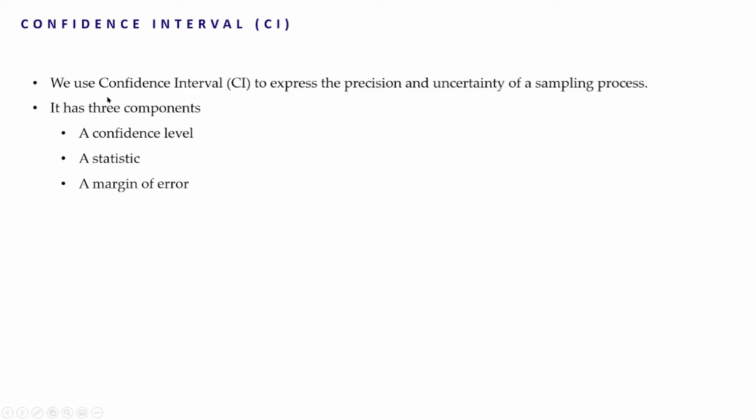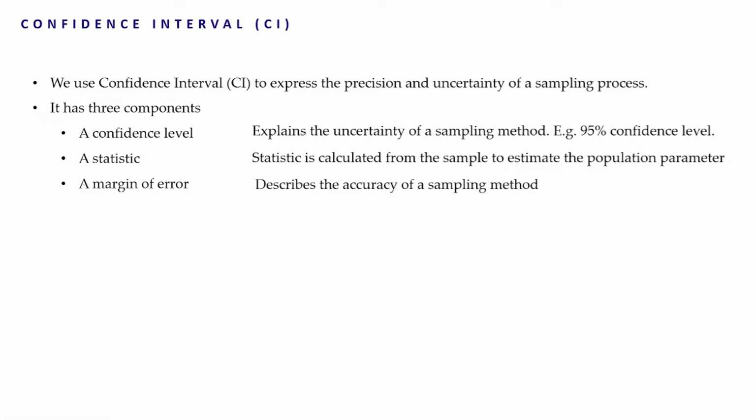So we use what is called confidence interval. There are three components in a confidence interval: the confidence level, the statistic, and the margin of error. The confidence level explains the uncertainty of a sampling method. For example, we can say we are 95% sure that the population mean is some real number, say with a 95% confidence level.